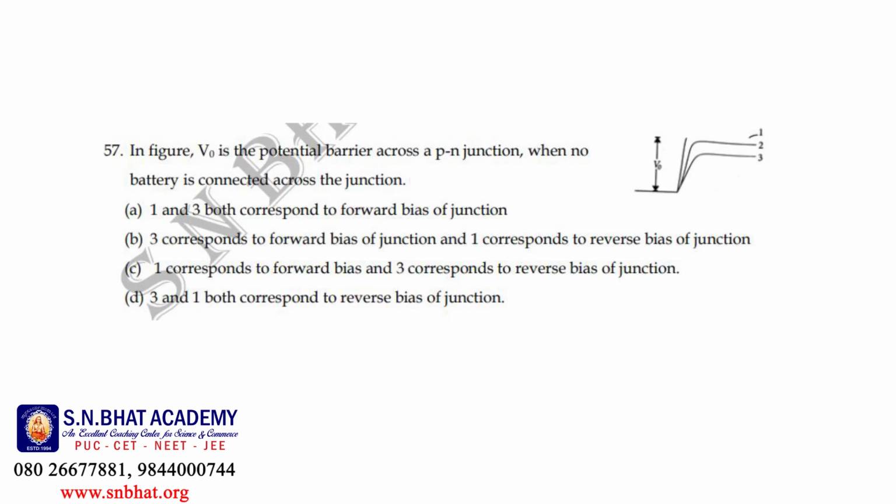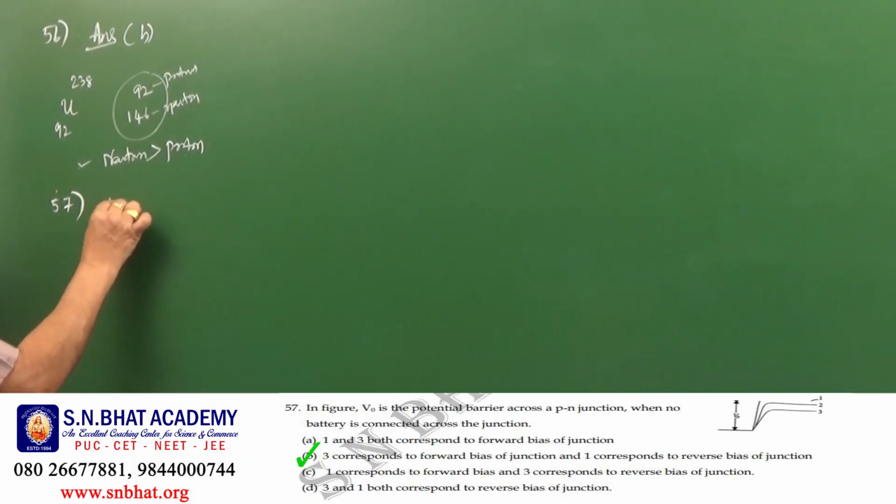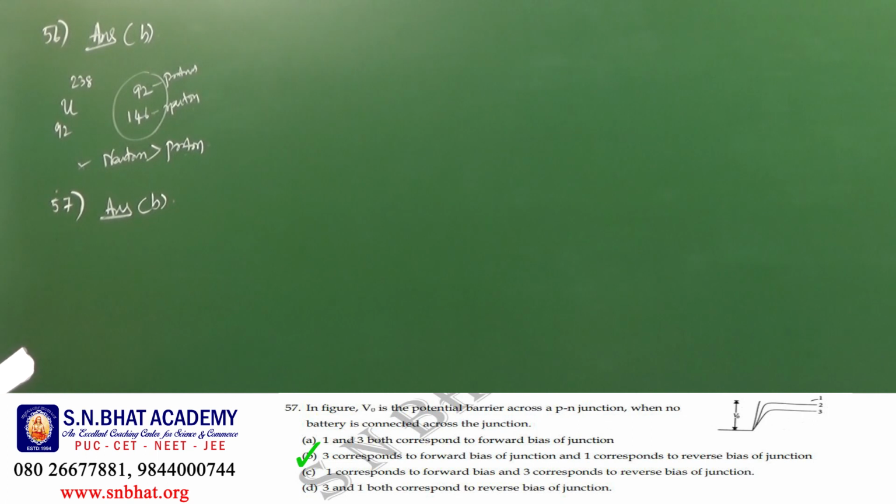In the figure, V0 is the potential barrier across the PN junction when no battery is connected across the junction. In the alternatives given there, you mark B as the answer for this question. Here, B says 3 corresponds to forward bias and 1 corresponds to reverse bias.